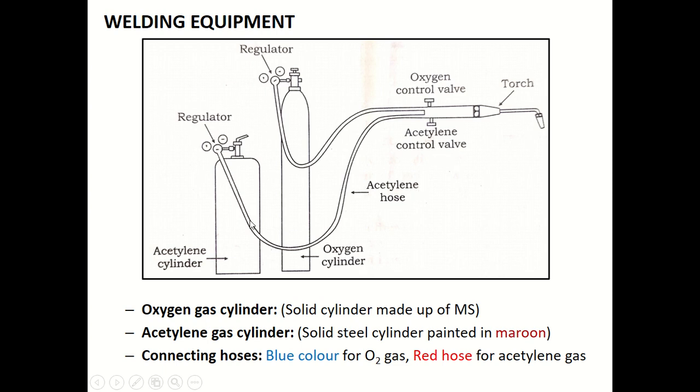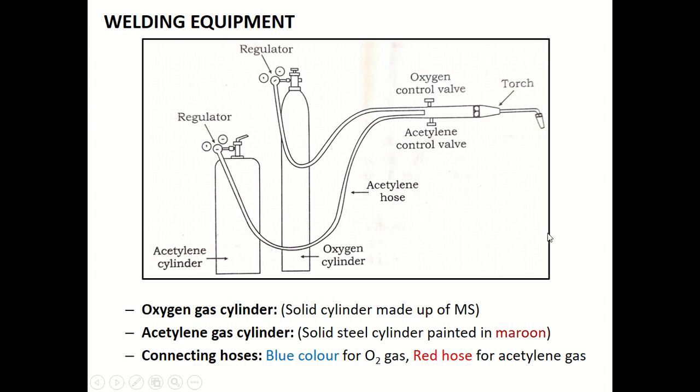Now you can see the connecting hoses. Please note that the hose which carries oxygen gas is always colored blue, and the hose for acetylene gas is always colored red. Usually rubber hoses reinforced with a material called canvas are preferred for this purpose. Now the welding torch.